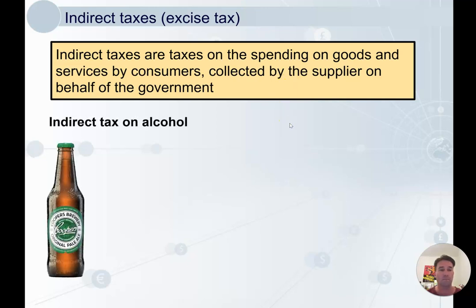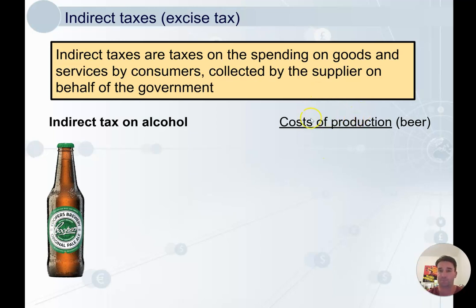One of the most well-known indirect taxes that we have in Australia is a tax on alcohol. So I guess as a society, we don't want people to drink too much, so we put a tax on it so people drink a bit less, stay a bit more under control. So we'll see how this works. This works by affecting the costs of production, right?